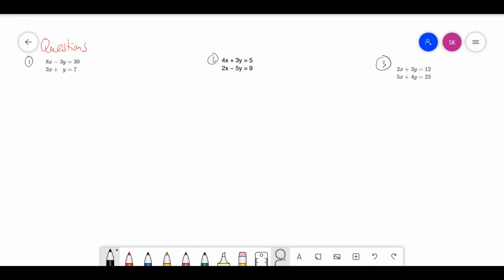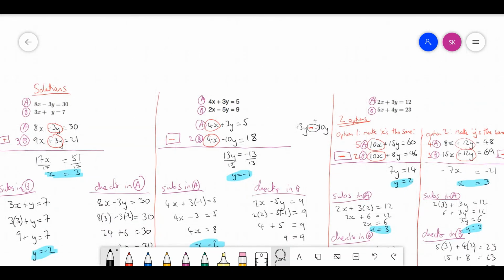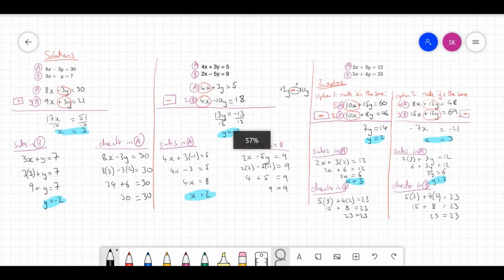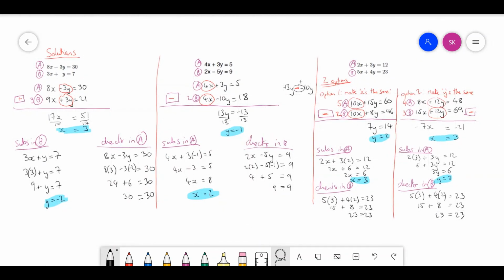To save time, I wrote out the solutions earlier. Here they are. You can see the strategy is always in purple. And for the third question, I did both different ways, if you made the x's the same or made the y's the same, because I thought it was likely that some of you did one way and others of you would have done the other way. So pause the video and make sure you've marked all your work.